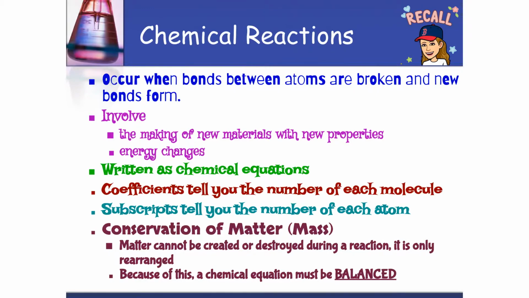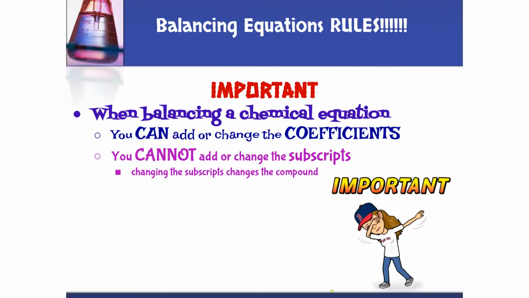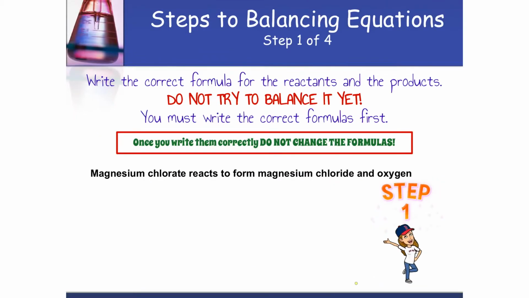The conservation of mass, or the conservation of matter, is that matter cannot be created nor destroyed during a reaction. It is only rearranged. Because of this, a chemical equation must be balanced. If you recall, when balancing a chemical equation, you can add or change the coefficients, but you cannot add or change the subscripts. So, steps to balancing an equation.